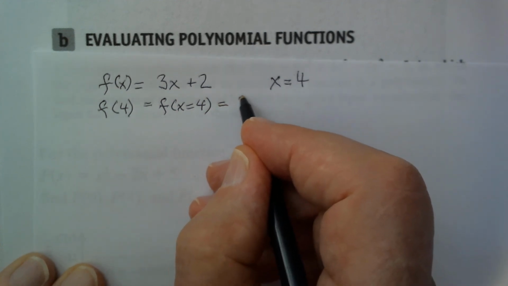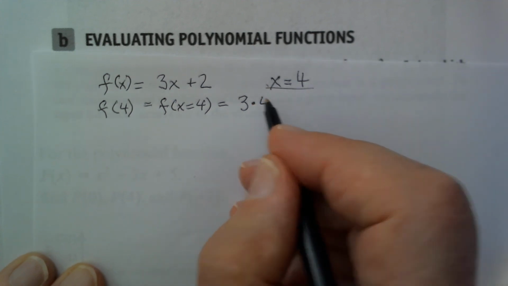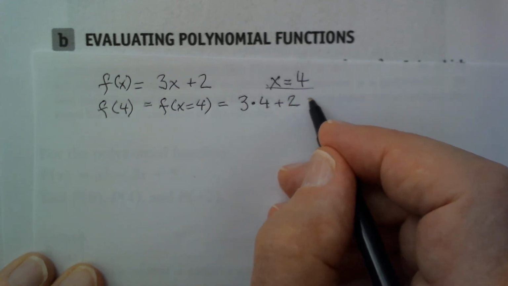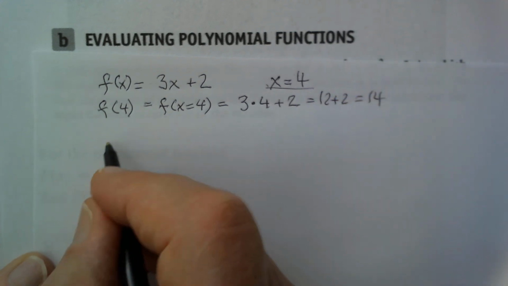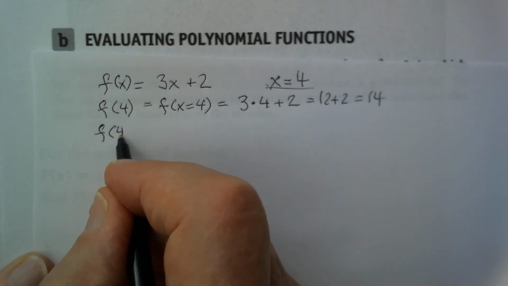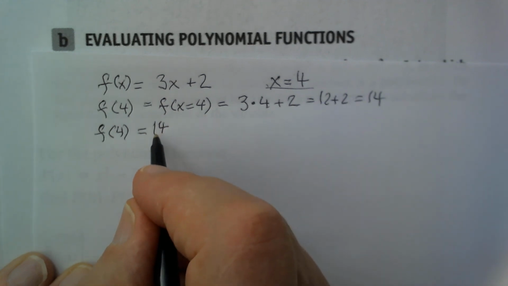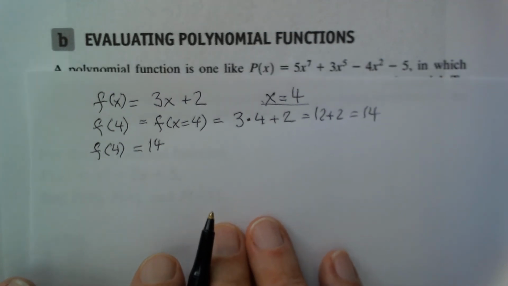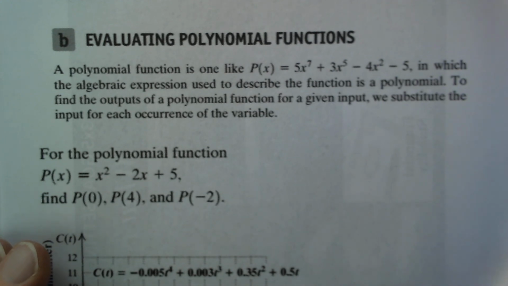So that means we multiply 3 times 4, because we are told that x is replaced with 4 now, plus 2. So that's 3 times 4 is 12, plus 2 equals 14. So in other words, f of 4, the function evaluated at x equals 4, equals 14. Okay? So that was a very simple concept, and I'm sure most of you still remember that. So now when we talk about a polynomial function, we just talk about a function that has perhaps more than one term that has a value of x associated with it.